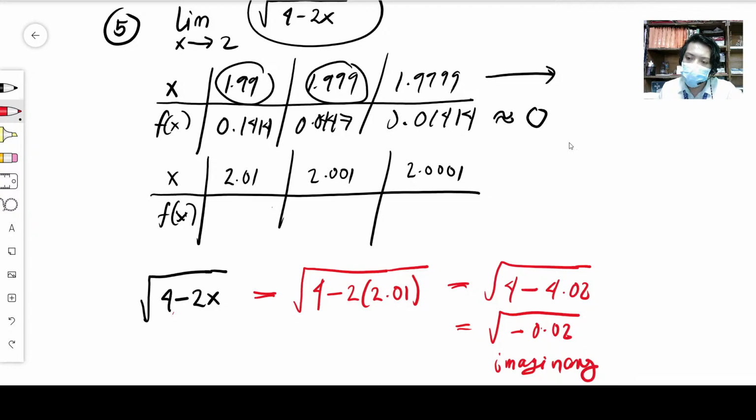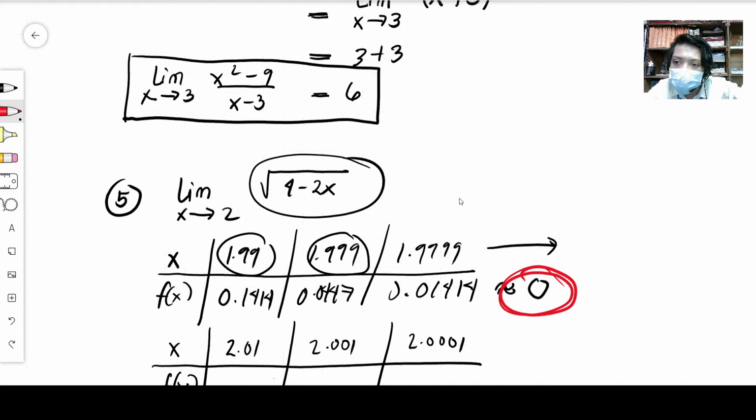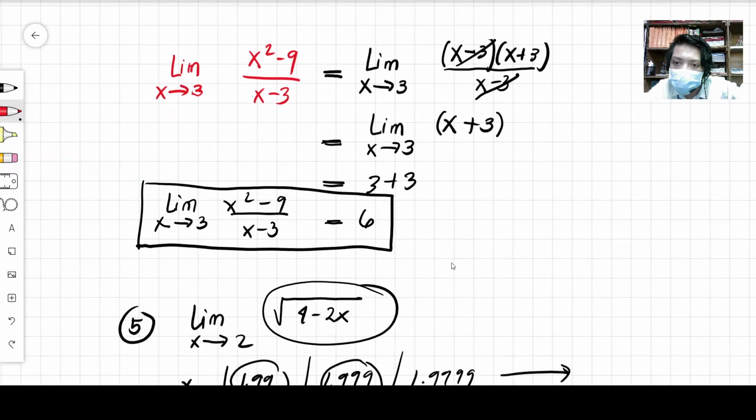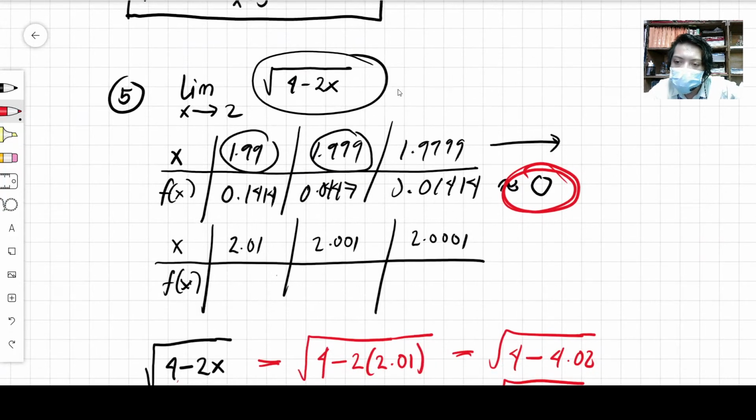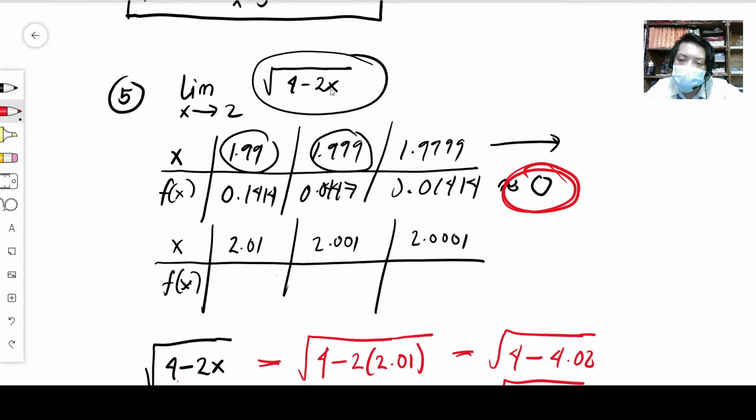Okay. So earlier, using the left hand limit, it is 0. But the right hand limit is imaginary. So that means the left hand and the right hand limit are not equal, meaning the limit of this function does not exist. This is as opposed to the value you get if you just directly substitute, which gives you a value of 0.